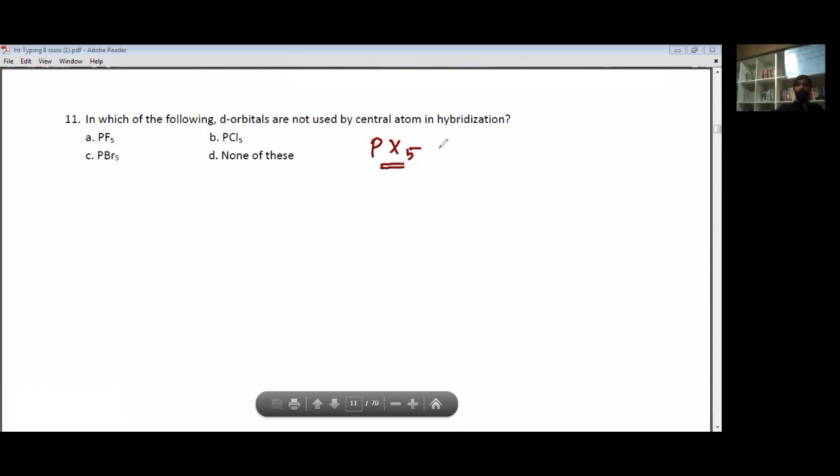So in PX5, let me find the total valence electron. Valence electron of phosphorus is 5, halogen is 7, and 7 into 5, the answer is equal to 40. With the total 40 valence electron divided by 8, the category will be 50. So the total VSEPR number is 5 plus 0, which is 5, which means the hybridization will be sp3d. So they all have hybridization of sp3d.